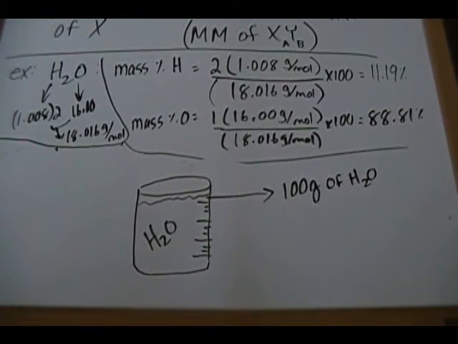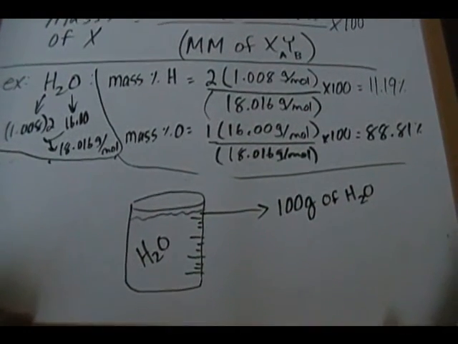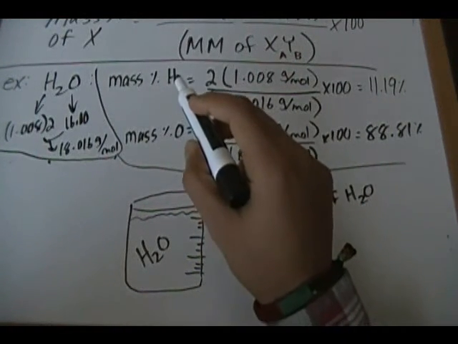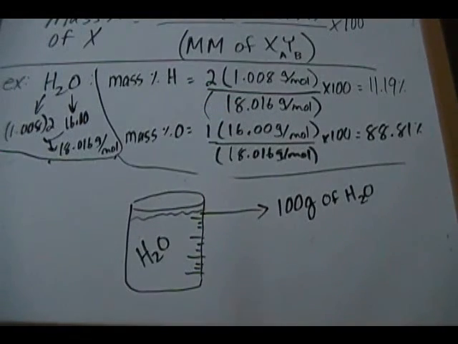But nonetheless, let's not get sidetracked. Let's just assume that it's 100 grams of water, and that the beaker is essentially weightless. It has no weight, no mass. So basically, what these percentages are telling you is, if you have 100 grams of water, 11.19% of that total mass is due to the mass of hydrogen present in that 100 gram sample.